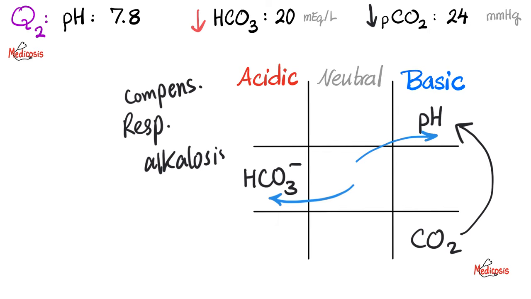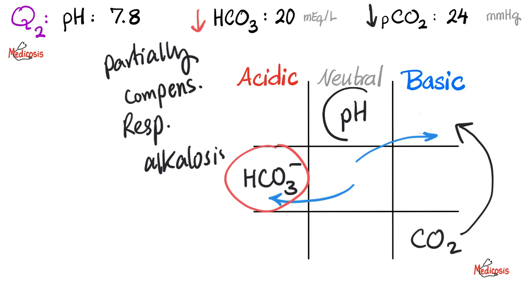Is it partially compensated or fully? Look at the pH. Is it neutral? No, the pH is high. The pH is basic. So we're not there yet. It's partially compensated respiratory alkalosis. As the kidney keeps pushing and pushing and pushing the bicarb to the acidic side, i.e., as the kidney keeps lowering the bicarb, this pH will eventually go from basic to neutral. When it does that, we're going to call it fully compensated respiratory alkalosis, but we're not there yet.